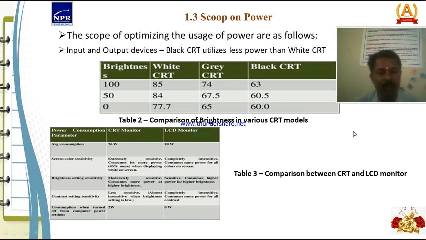So the difference is very large, 20 and 76. Screen color sensitivity, brightness setting sensitivity, contrast setting sensitivity, and consumption when turned off from the computer power setting. These are all the main important peripheral parameters of power consumption used for comparing these two monitors, CRT and LCD.